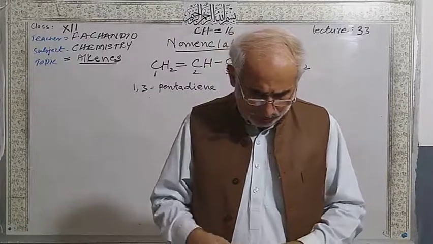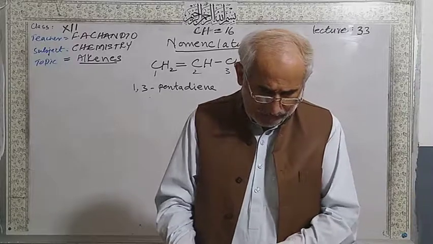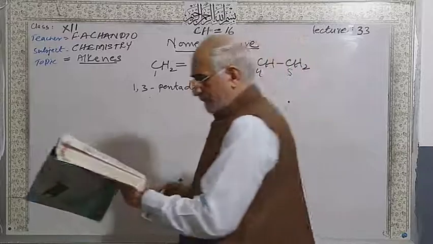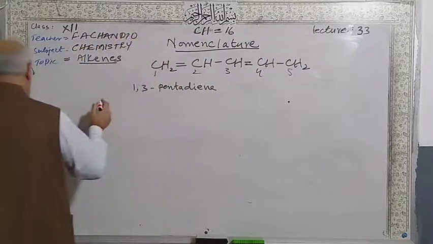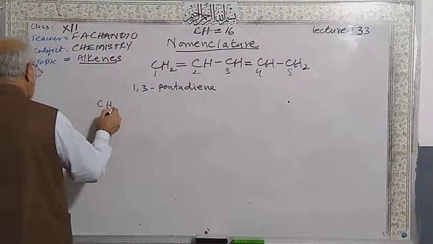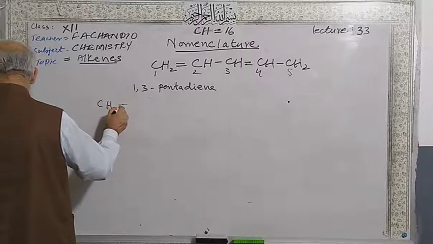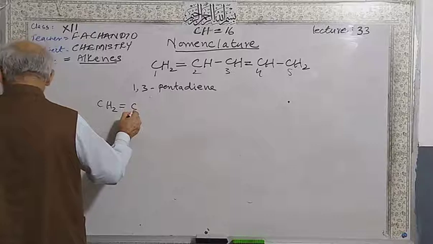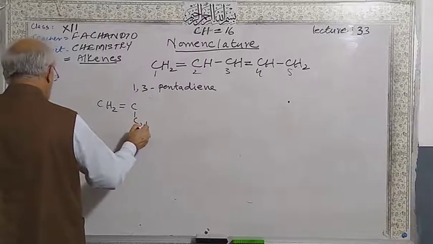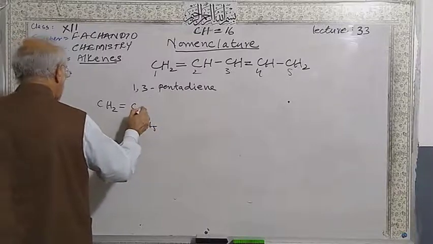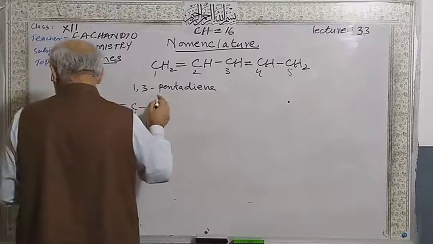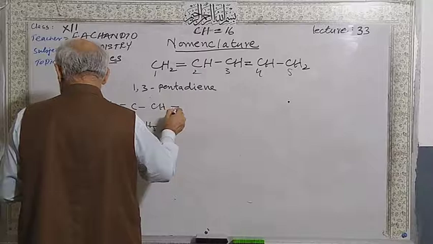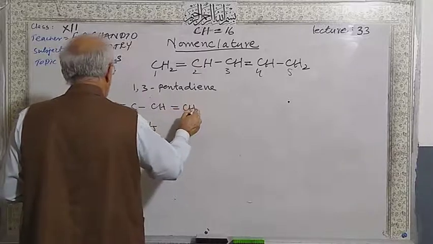And now, if like this, which is given in your book, CH2 double bond, C2H5, CH double bond, CH2.